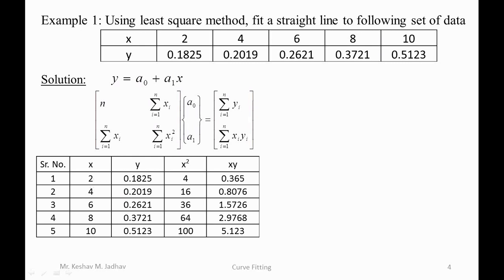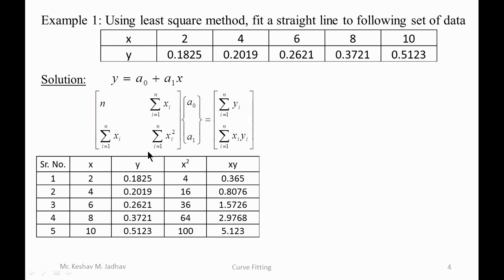For example, first X square value is square of 2, that is 4. Then square of 4, it is 16, and so on. Similarly, XY value means product of X into Y values. So for first XY value, it is 2 into 0.1825, which is equal to 0.365, and so on.